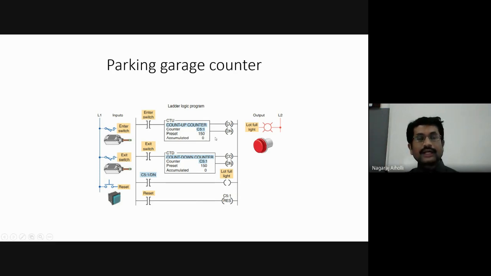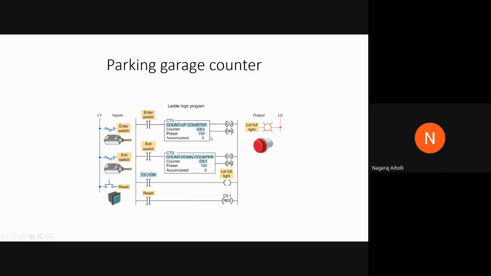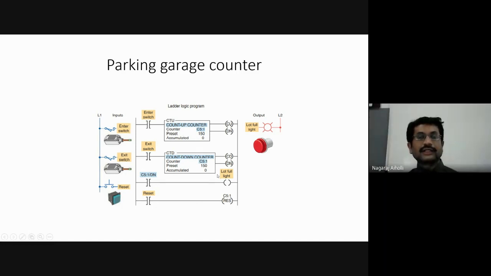Then suppose the accumulated value is 4. Say 4 cars have moved in, and suppose one car is moving out. Now the accumulated value is the same in both up counter and down counter. They will be given the same address, C5:1, C5:1, to both the up counter and the down counter. As the same address is given, the accumulated value will be the same in both. Here it will be 4 in the up counter, and in the down counter also it will be 4.